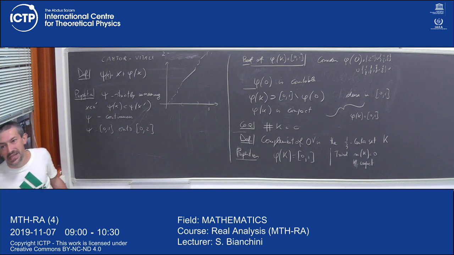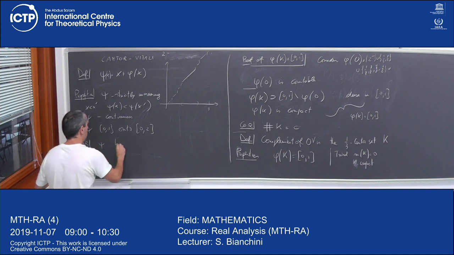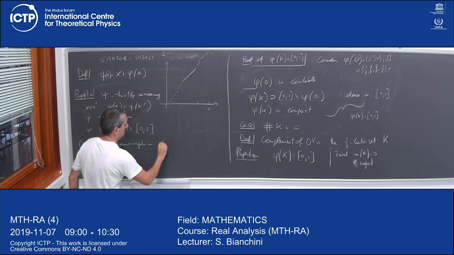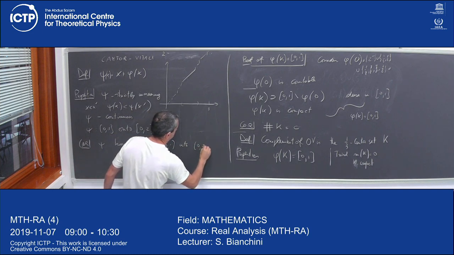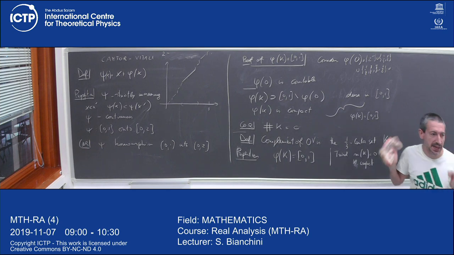But being continuous, the image is connected. Okay. So I deduce, as I said, that corollary psi is a homeomorphism from [0,1] onto [0,2]. Okay, and now I'm perfectly fine.